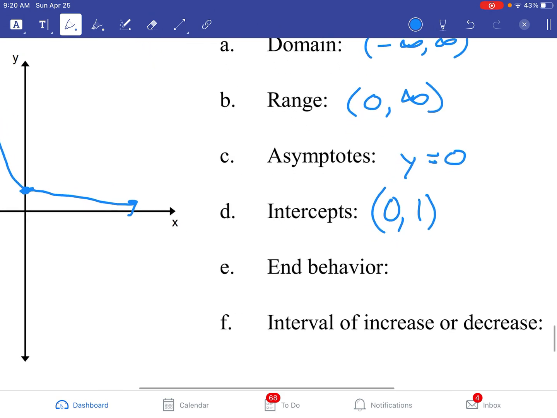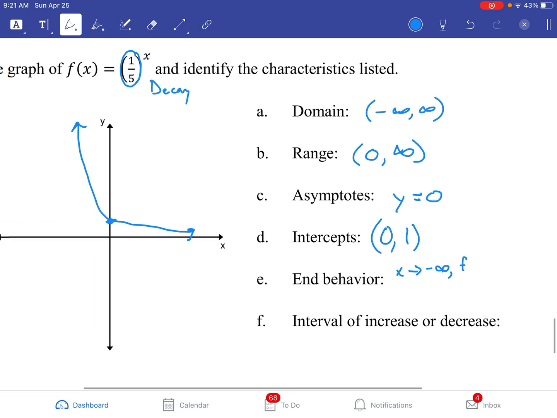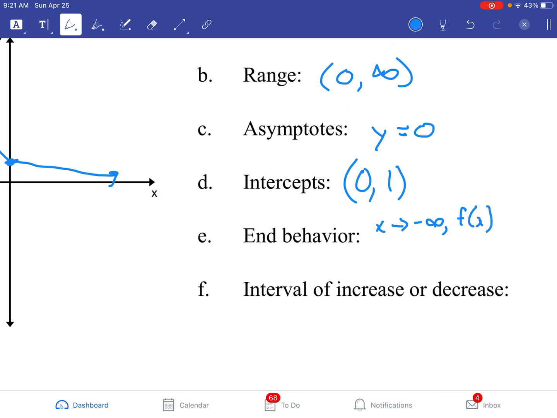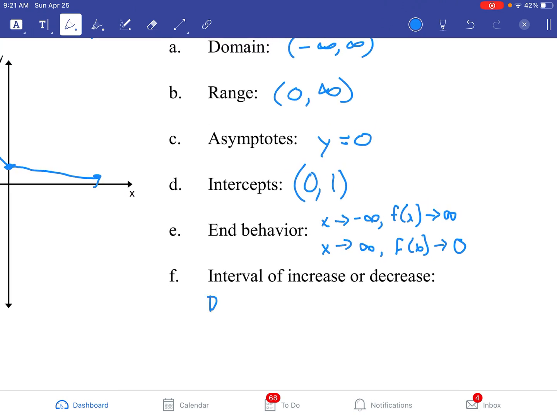Your end behavior. As you're going left on your graph, as x approaches negative infinity, your graph is going up. As it goes to the left, it goes up. So what are we calling this graph? f of x. Okay, just making sure. It's going up towards positive infinity. As the x goes to the right towards positive infinity, what is the graph doing? As it goes right, it goes down, but it's only going down towards 0. So it's approaching 0. And then is it an interval of increase or decrease? Well, the whole graph is going down, so it's decreasing over the entire domain.